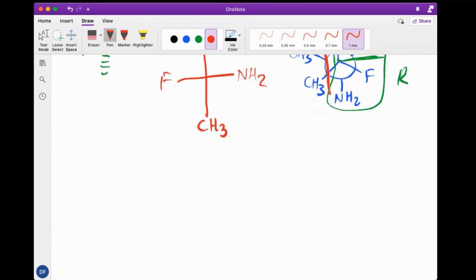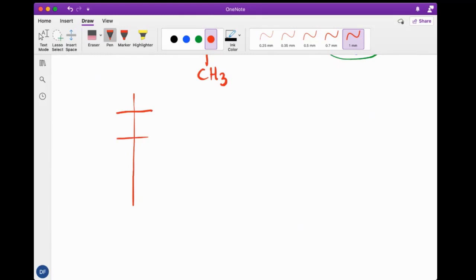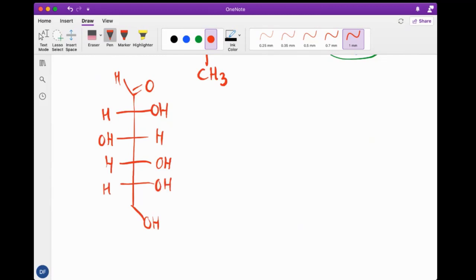Okay, so I'll do part C. So remember, these are wedges. These are all wedges. These are all dashed. So we have 1, 2, 3, 4, 5, 6 carbons lined up. 1, 3, 4, 6.